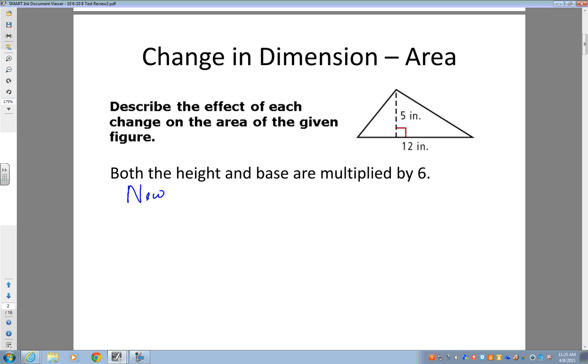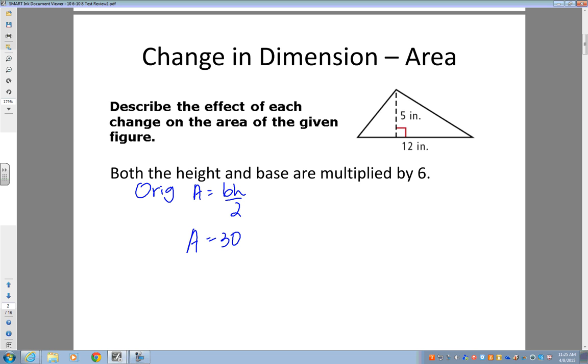Guys, I like the approach, and this is fine to work this out. Most of you did the original area, so you did base times height divided by 2, so you did the area of your original triangle. Most of y'all got that to be 30. I saw that on your paper. I saw that you were on the right track.